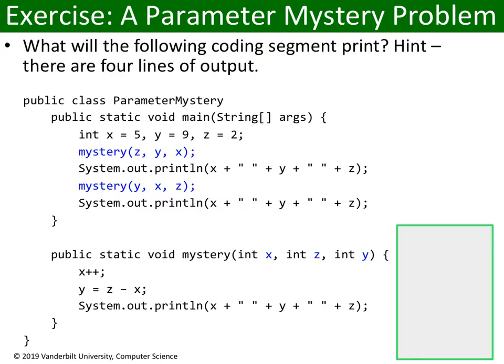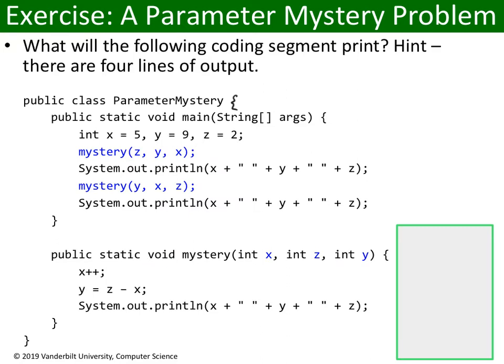Okay, we have a class which is called ParameterMystery. Notice P is capitalized because this is a class name. There's a slight error, so there should be a curly brace here. So we have the class ParameterMystery, and we have two methods inside this class. We have the main method, and we have a method called mystery, which returns no values.